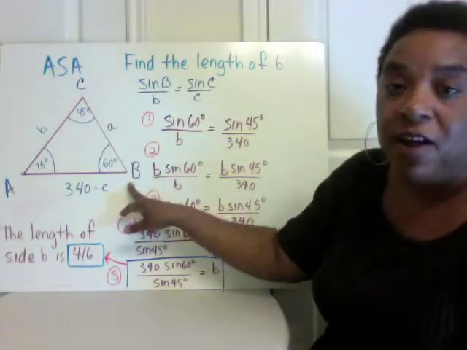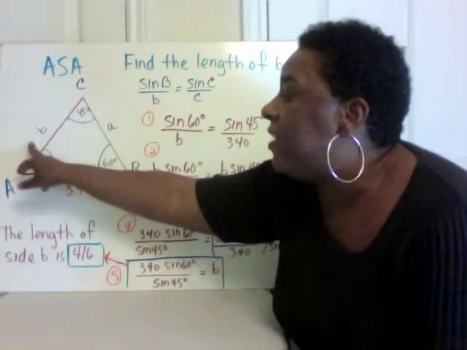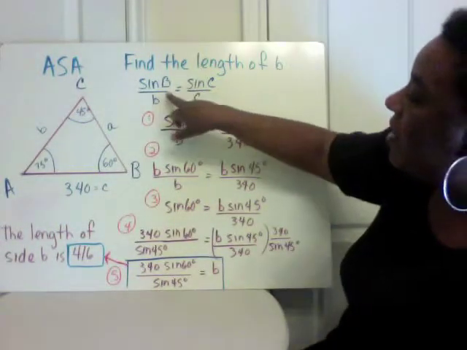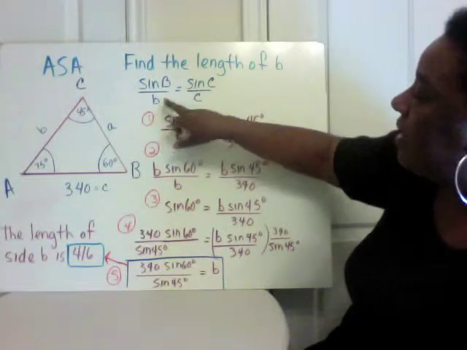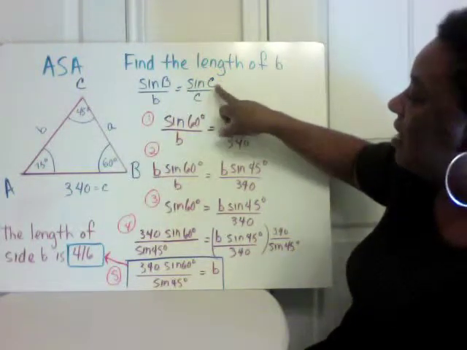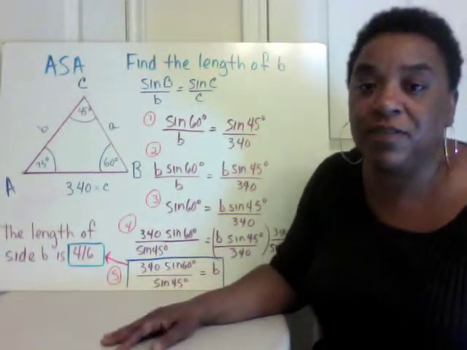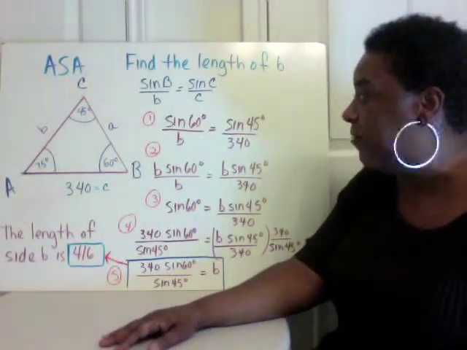So since we have the measure of angle C and the length of side C, and we also have the measure of angle B, but we don't have the length of side B, we can set up this ratio of sine of B divided by B is equal to sine of C divided by C. So now we can just substitute in the information that we have.